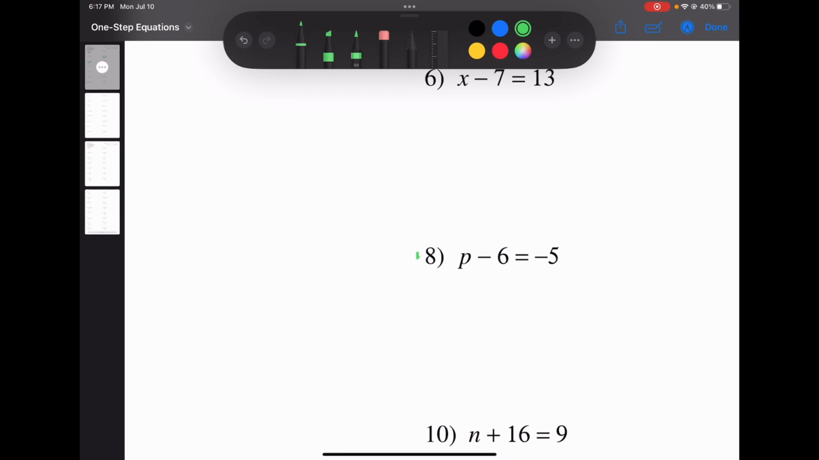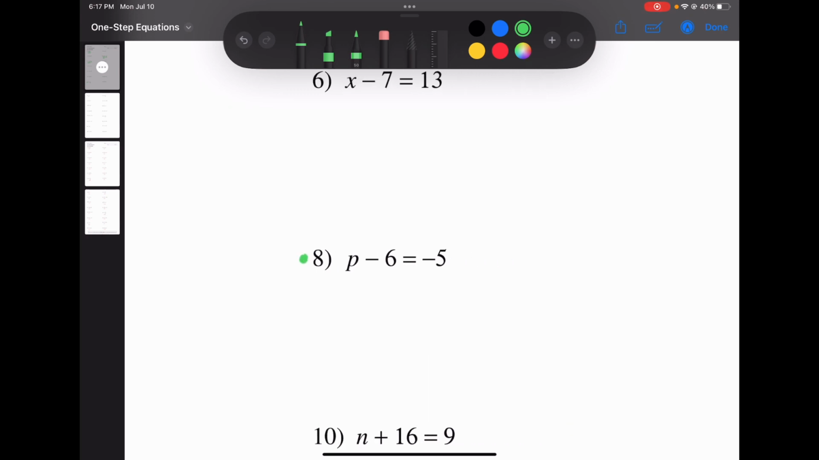Next question, number 8. So here it says p minus 6 is equal to negative 5. So what we have to do to get rid of the negative is, as said prior, add. So we have to add 6 to get p by itself, and p is equal to 1. Another way to think about this is 6 minus 5, which is also 1.